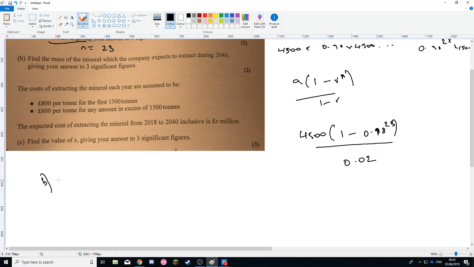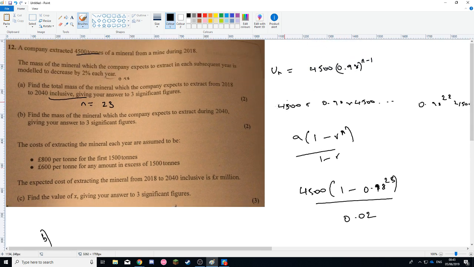Now part B. Find the mass of the mineral which the company expects to extract during 2040. It's given by this expression: un is equal to 4,500 times 0.98 to the power of n minus 1. So that would be 4,500 times 0.98 to the power of 22, because it's the 23rd year from 2018. Because for the 2018th year you don't have a power. It's just the first term, but the power of 0.98 is 0, not 1.